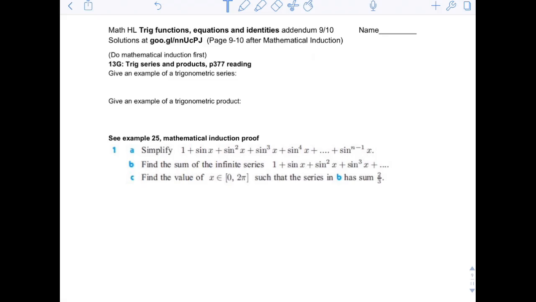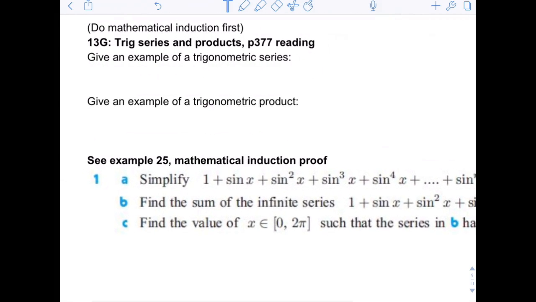Page 9 of trig functions, equations, and identities, addendum. These are the 2 pages that we saved for later because they use math induction, which is covered in chapter 12, which we just did. So let's take a look at the questions here.